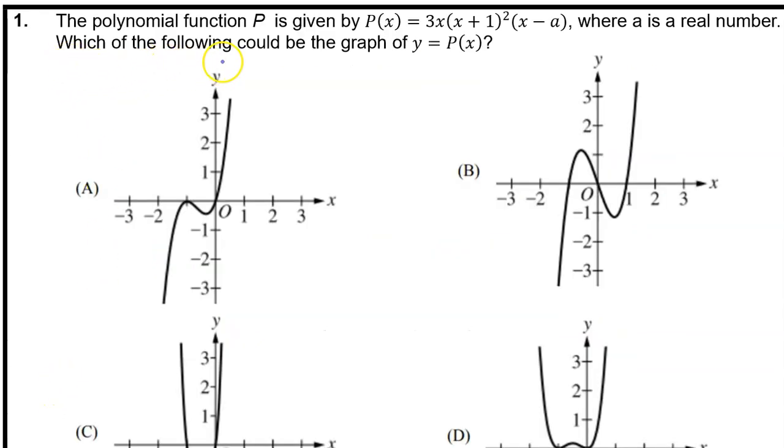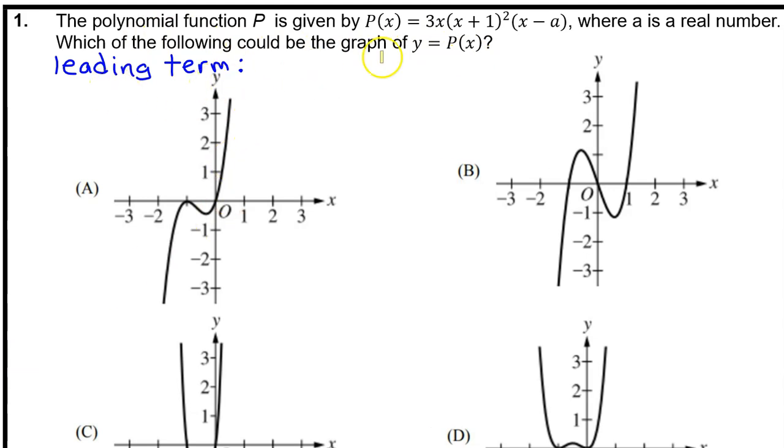Number 1. The polynomial function p is given by p of x equals 3x times (x plus 1) to the second power times the quantity x minus a, where a is a real number. Which of the following could be the graph of y equals p of x?